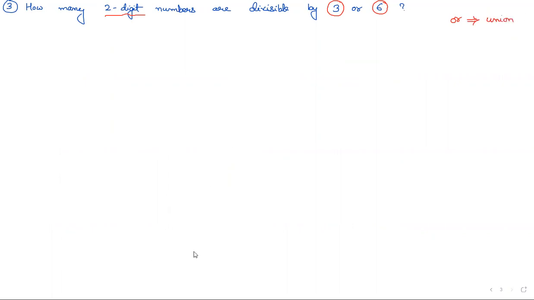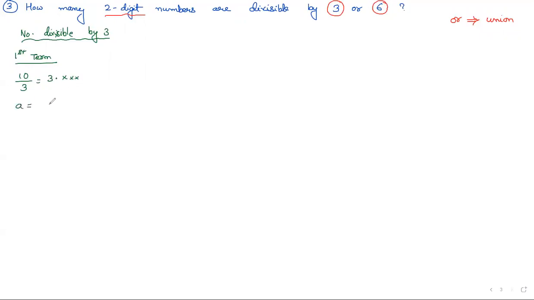Okay, sets related thing, intersection, union, if you remember, the same thing. So let's consider the first term: numbers divisible by 3. When I have the numbers divisible by 3, my first term, which is the first 2-digit number, is 10. 10 by 3 is nothing but 3 3s are 9, 3 point something something something. So I need to go to the next term.